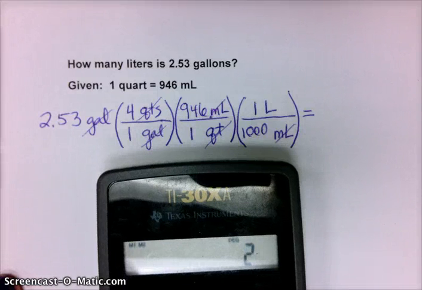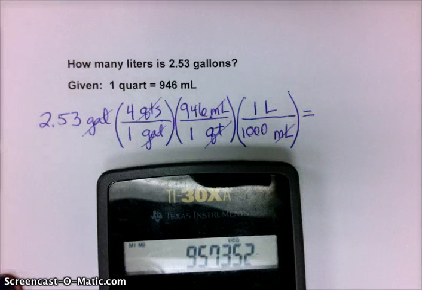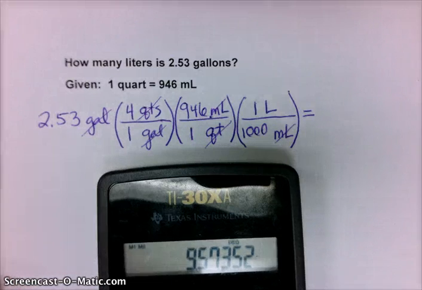We have 2.53 gallons times 4 quarts divided by 1, times 946 divided by 1, then times 1 divided by 1,000. Of course, multiplying and dividing by 1 doesn't change anything. And we hit equals. And there's our answer.